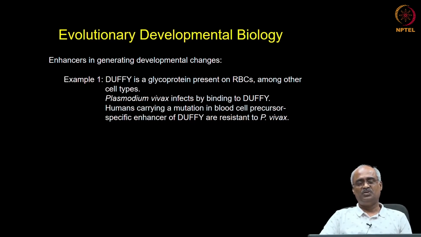Okay. So, this is how the modularity in terms of gene expression helped in generating a variation on which natural selection could work. Okay. So, this is one example.